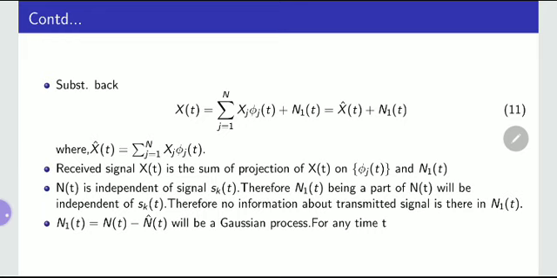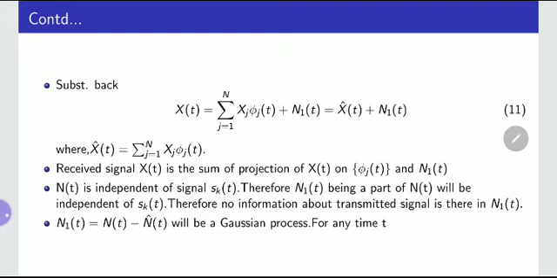This n of t is a Gaussian process. This n cap of t is a linear combination of the projections of n of t, so that will also be a Gaussian process. Therefore n1 of t, equal to capital N of t minus n cap of t, will also be a Gaussian process.